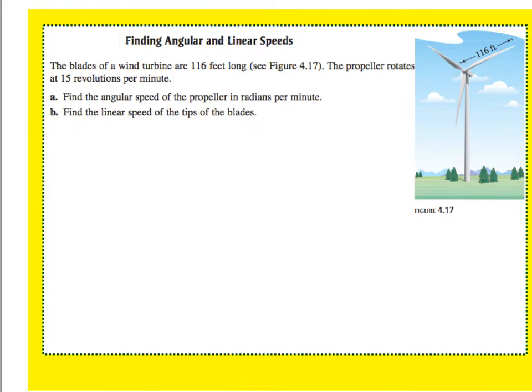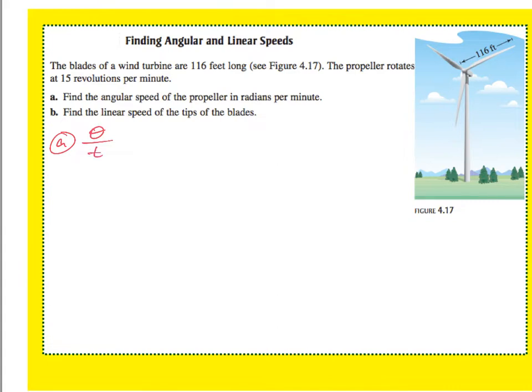Blades of a wind turbine are 116 feet long. The propeller rotates at 15 revolutions per minute. Find the angular speed of the propeller in radians per minute and find the linear speed of the tips of the blades. So part A, we're going to find angular speed. Well, how do we find angular speed? It's just our theta over time.